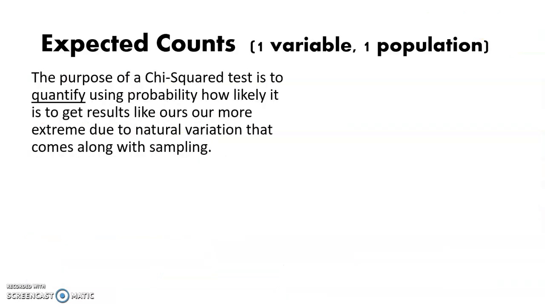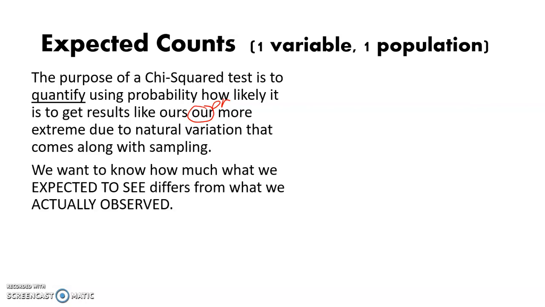Okay, so in order to do any of this, you have to be able to calculate something called the expected counts. So the purpose of a chi-squared test is the same as the purpose of any hypothesis test. We're trying to quantify using probability, like p-values, how likely it is to get results like ours or more extreme. Oh, look, I've got a typo. See, it wouldn't be one of my videos without a typo, would it? More extreme due to natural variation that comes along with sampling.